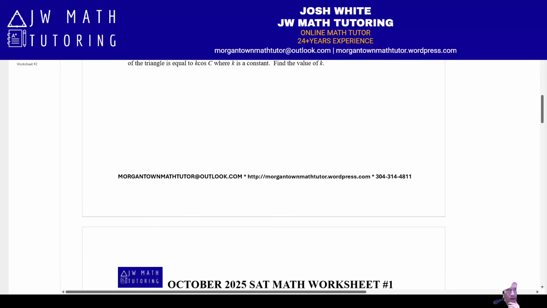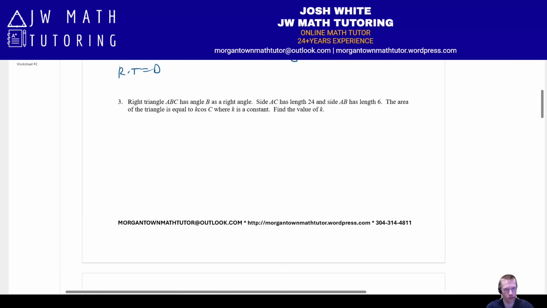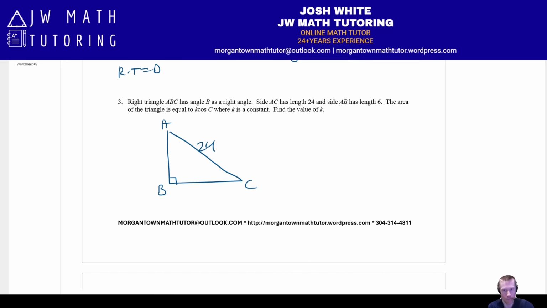All right, next up, we have a right triangle problem. So for this one, I'm just going to go ahead and draw my diagram first. Notice that B is the right angle, so I'm going to put that down here in the corner. And then A versus C, it doesn't really matter. I'm going to put A at the top and C at the bottom. AC is the hypotenuse, which is 24. AB is a leg, which is 6.